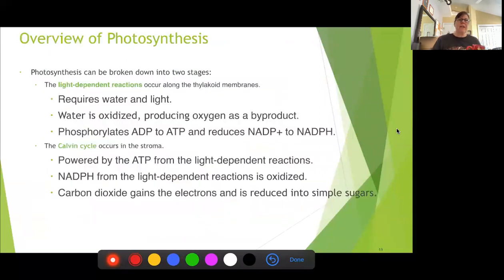Again, it can be broken down into 2 stages. In the light dependent reaction, we need light and water. Like I said, the water is oxidized, which produces that waste oxygen. We are also going to phosphorylate our ADP to ATP and reduce our NADP+. The Calvin cycle, which occurs in the stroma, will be powered by that ATP, and we're going to get those electrons that we put on our NADP+, and then carbon dioxide, and we're going to combine our carbon dioxide and our electrons to make simple sugars.